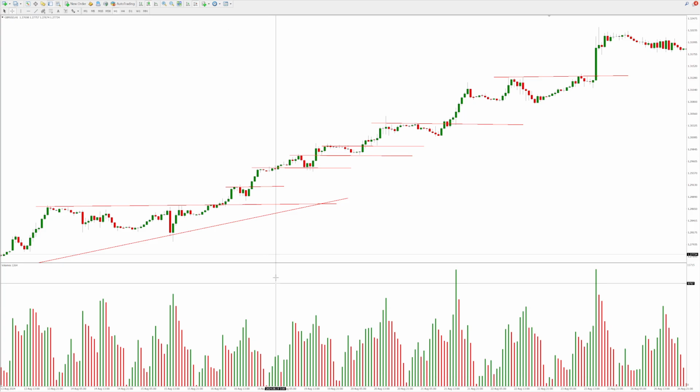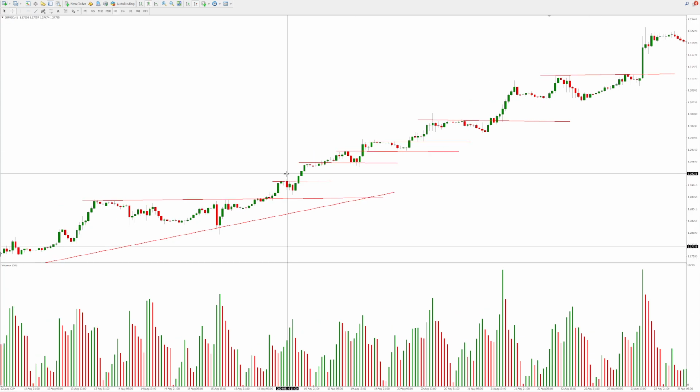So it was low here. We can draw resistance and trade the breakout. And interestingly, that resistance then becomes support. Again, it's low here. Then we can draw resistance and trade a breakout there as the volume increases again. It's low here. Draw your resistance, breakout. Low here, draw your resistance, breakout, and so on and so forth.